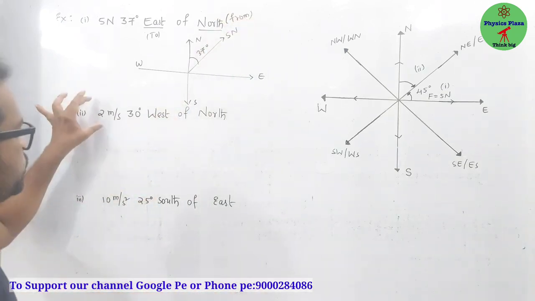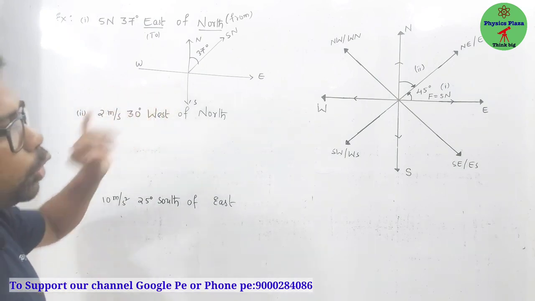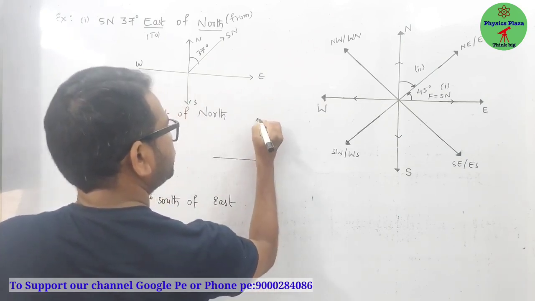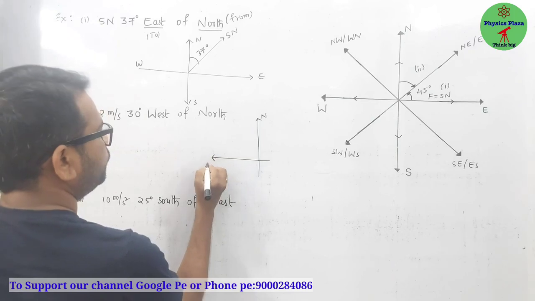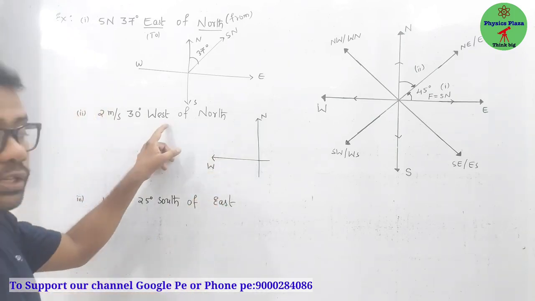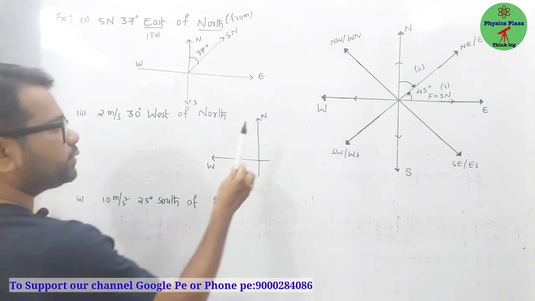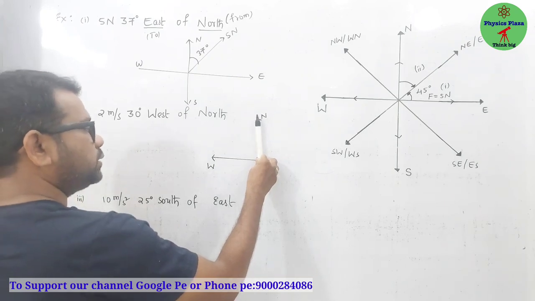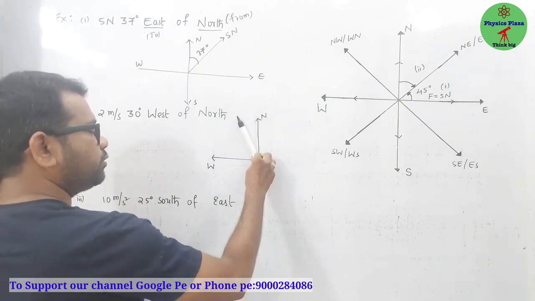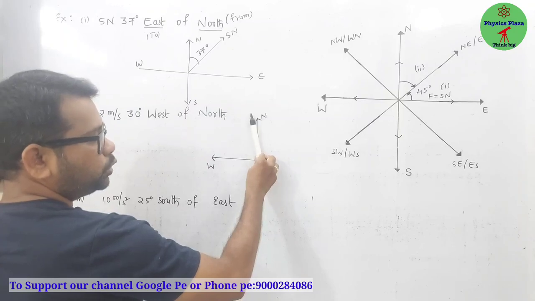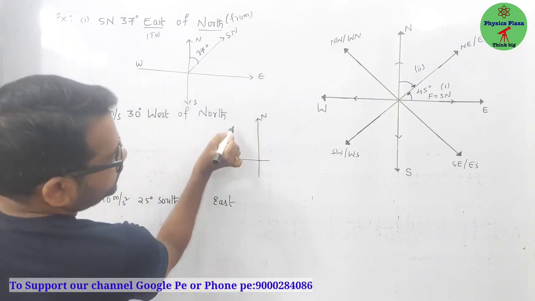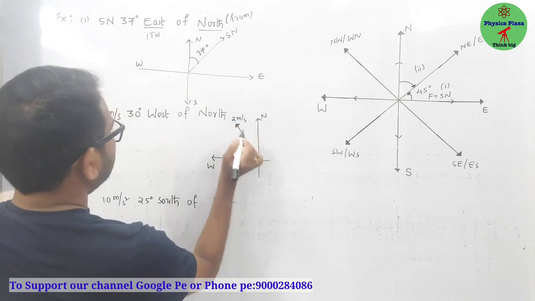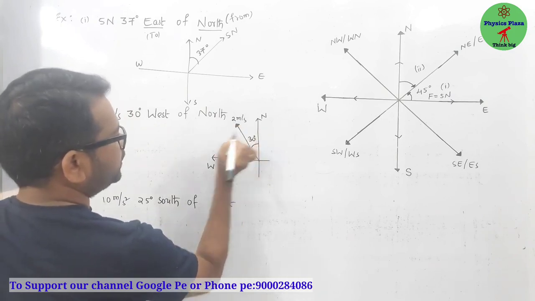Clear? Fine. Now the second one, 2 meter per second, 30 degrees west of north. So let us take west and north only, right? No need for all directions. This is north and here is west. So they are saying 30 degrees west of north, which means before it was like this actually. So let us say the velocity vector is turned towards west by 30 degrees like this. So from north towards west, this is 2 meters per second, and this is the 30 degrees.